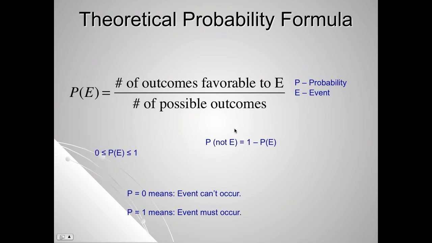Okay, just a review, this formula didn't change. The probability of not an event is still 1 minus the probability of the event, or the number of not E divided by our total number. And the probability of an event plus the probability of not the event still has to add up to 1.